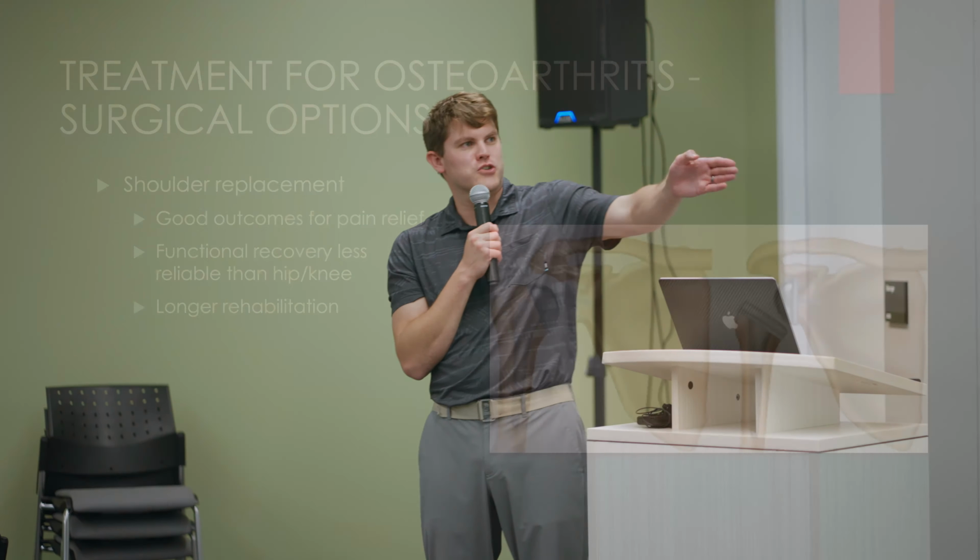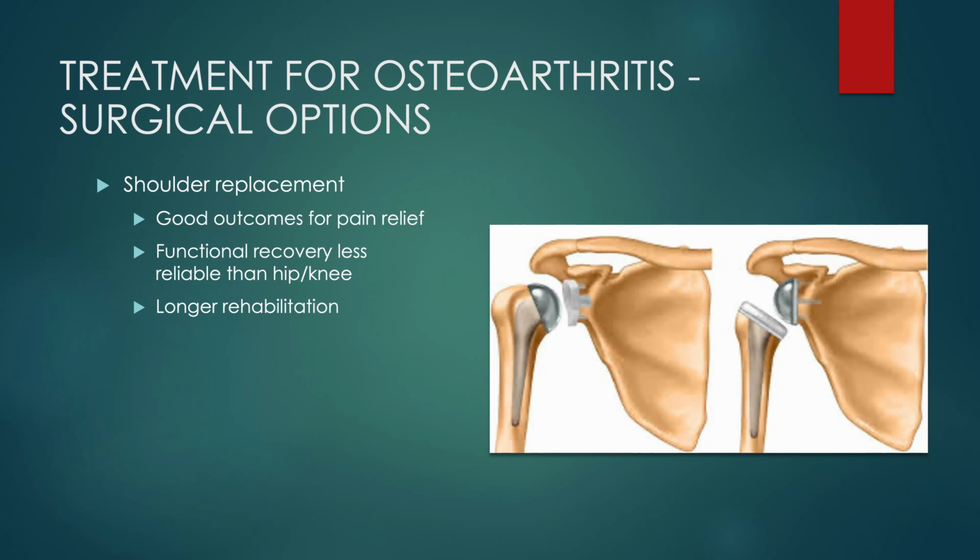This is a shoulder replacement. I just show these pictures because there's actually 2 different types of shoulder replacements. The one on the left is like a typical shoulder replacement that reestablishes normal anatomy.